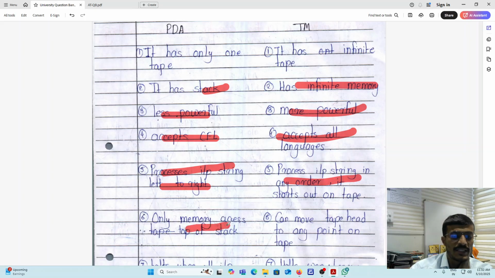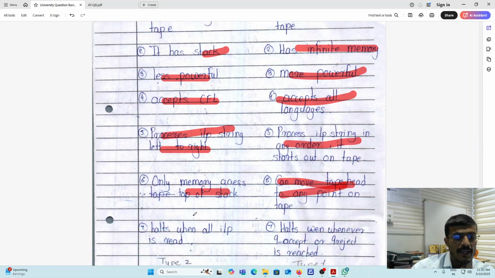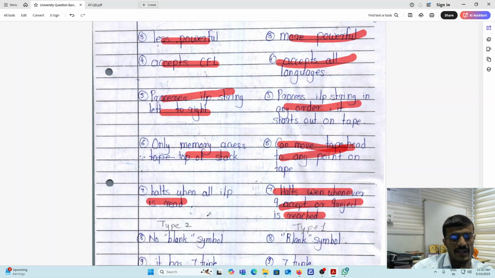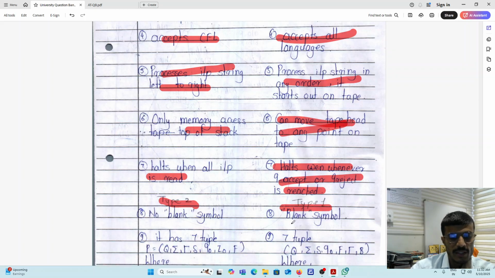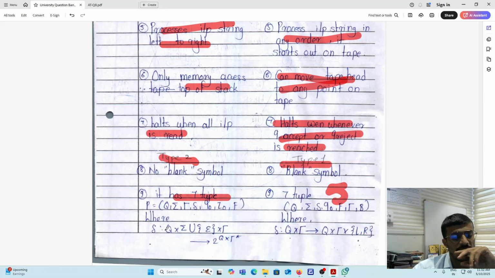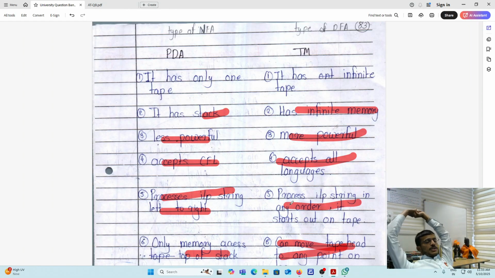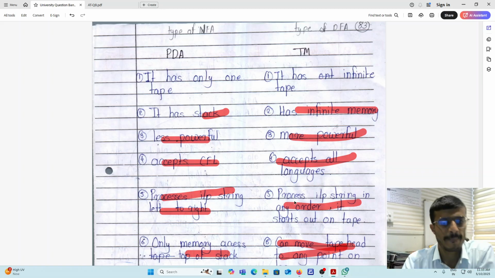In PDA, only the top of the stack is accessible, while the Turing machine can move the tape head to any point on the tape. PDA halts when the input is read; the Turing machine halts when an accept or reject state is reached. PDA goes with type 2, the Turing machine with type 1. The slide says the Turing machine contains 7 tuples, but make the correction: it contains 5 tuples. Then this is the transition function for pushdown automata, and this is the transition function for the Turing machine. So these are the differences. It is a very important question, difference between PDA and Turing machine. You have to keep it in mind and solve it also.